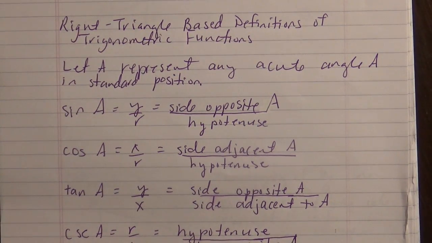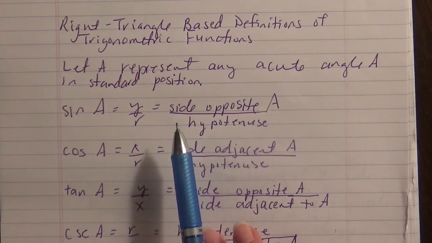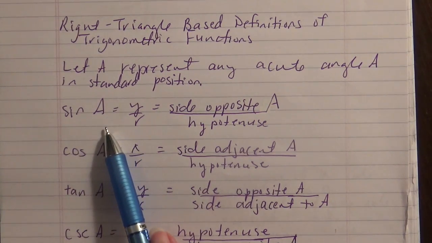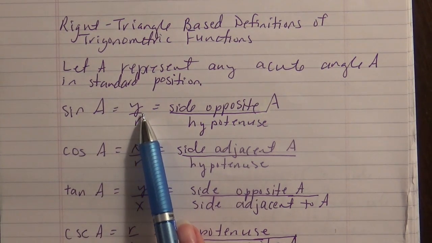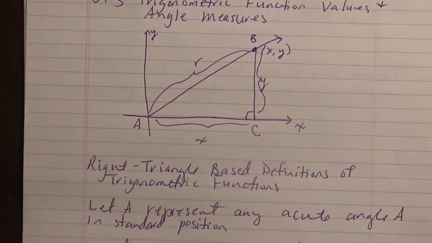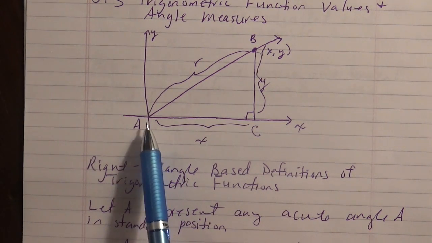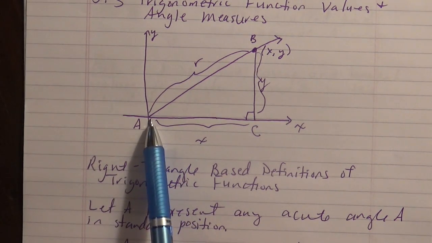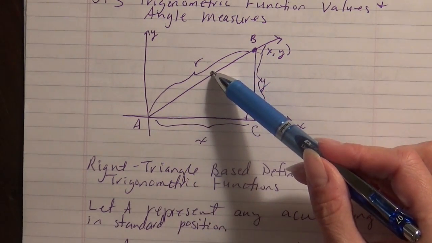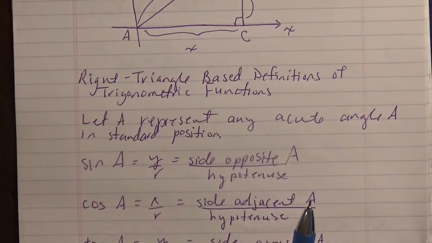So we're going to let A represent any acute angle A in standard position, meaning it's going to be in the first quadrant. Sine we already know to be defined as y over r, but if we look at our picture, the sine of angle A is y over r, which we can see as the opposite side over the hypotenuse. So we can say that sine is equal to opposite over hypotenuse.